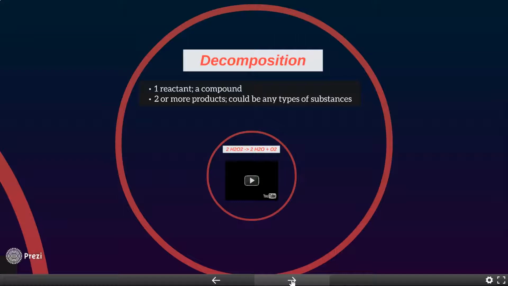So a decomposition reaction involves one reactant, which is going to be a compound, splitting up. It's decomposing. It's breaking apart into at least two, maybe more products. And the types of substances that are products could be anything: elements, ionic, molecular. It really depends on what the starting material is.